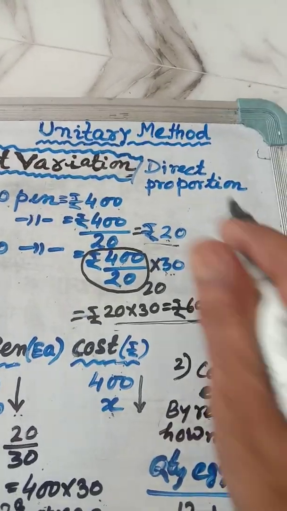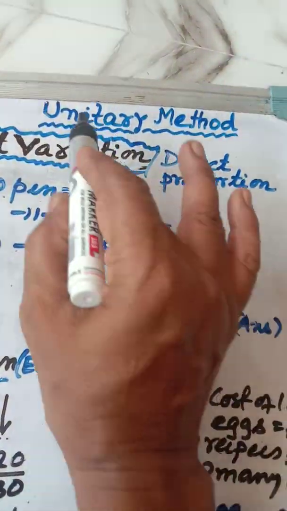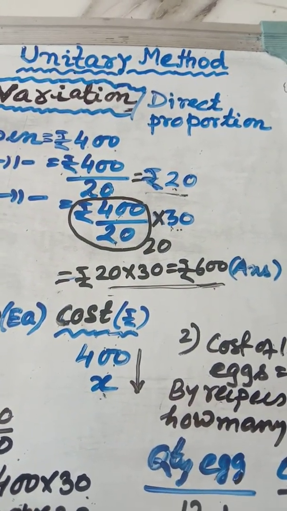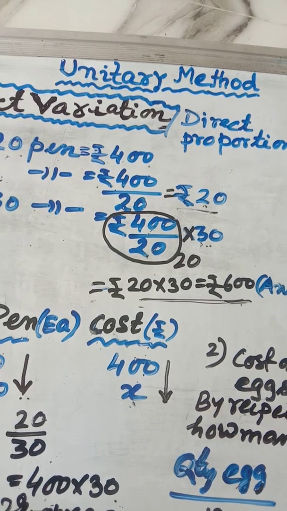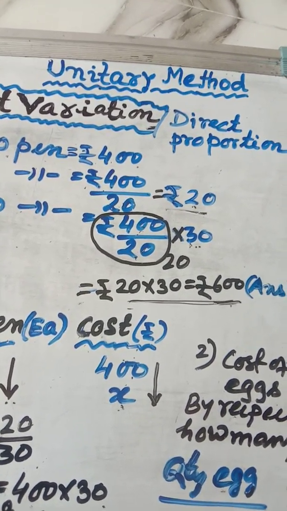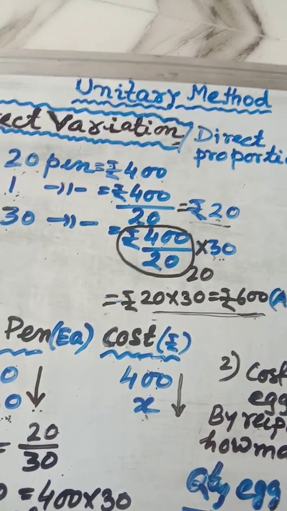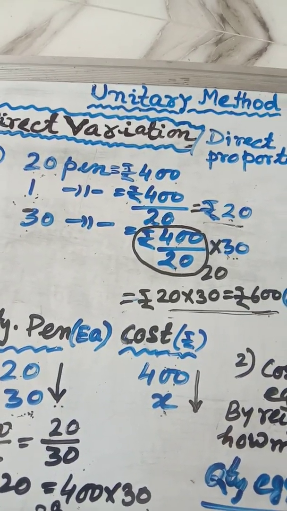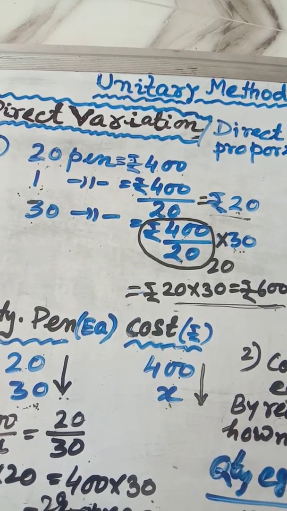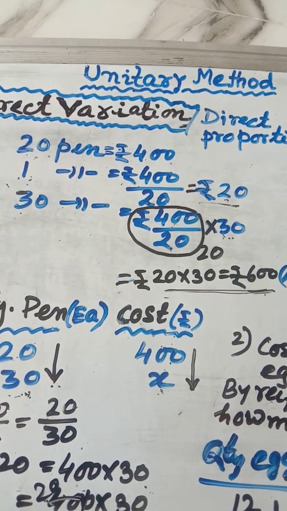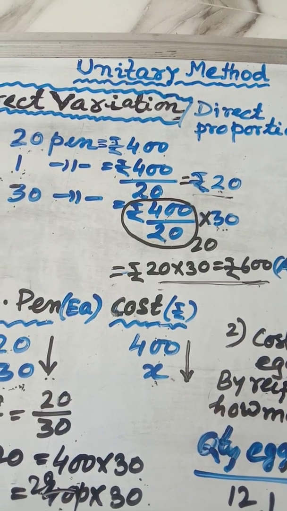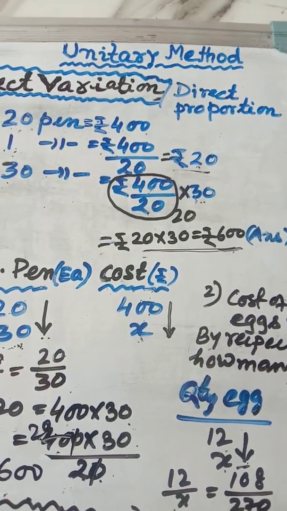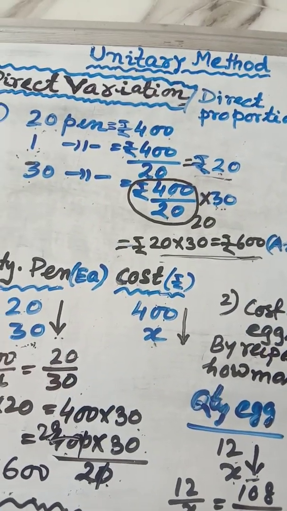And that word unitary comes from the word unit. Unit means one. That means if you want to know the required quantity's value, then first you need to find out the value of 1. That is why it is called the unitary method. See, this lesson has got two types of problems. Some are directly proportionate and some are inversely proportionate.